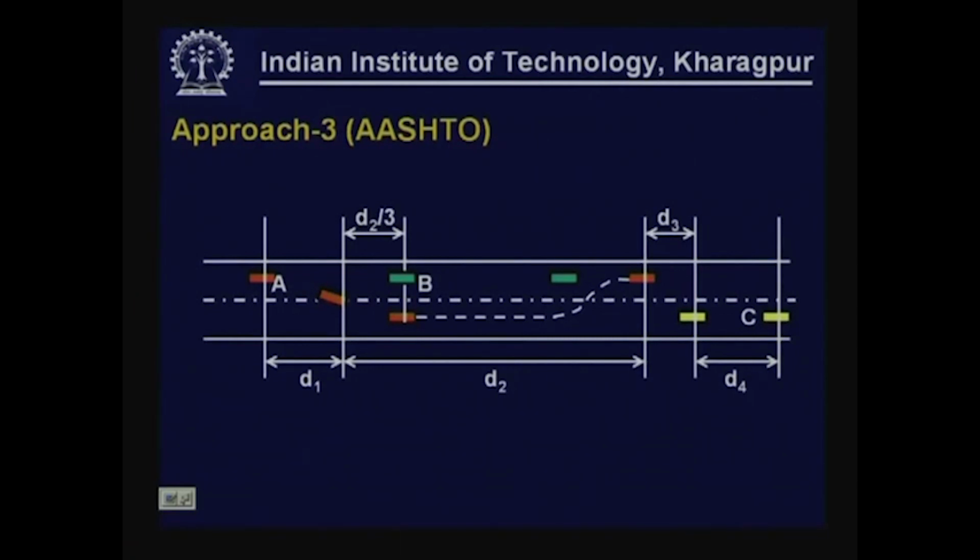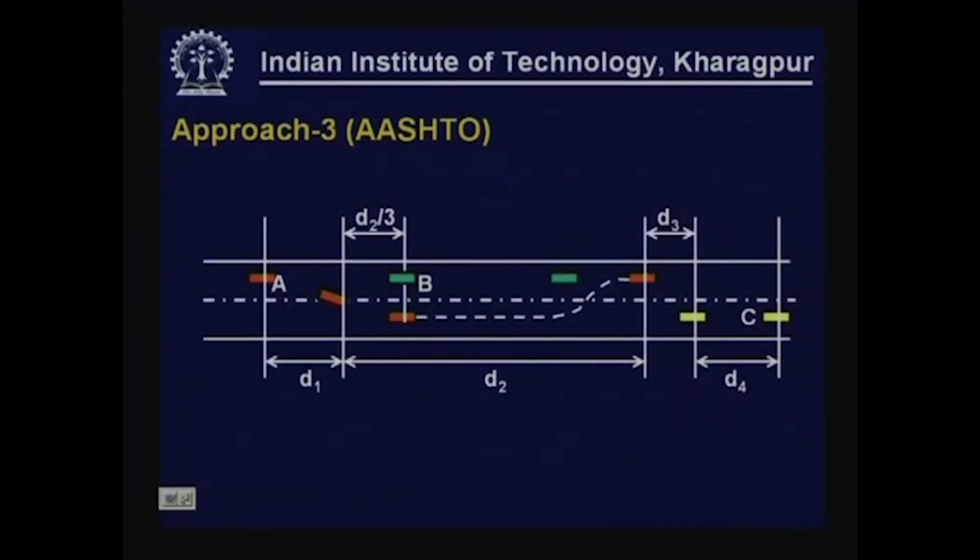Now, let us see also another approach taken by AASHTO, American Association of State Highway and Transport Officials, on how they calculate the required overtaking sight distance value. Let us look at the sketch. Here also we have components like D1, D2, D3 and D4.